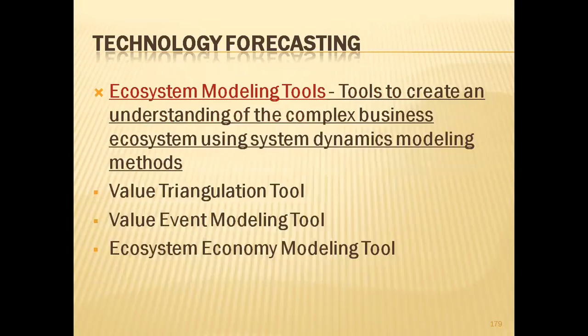So this is a tool which is used to understand the complex behavior of an ecosystem using what we call the dynamic modeling method. Here there are three methods. First, triangulation methods, which is a tool to quickly assess the economic potential of an opportunity. You see this opportunity from three views. What are those? Supply side, demand side, and personal side. The next is the value event modeling technique.